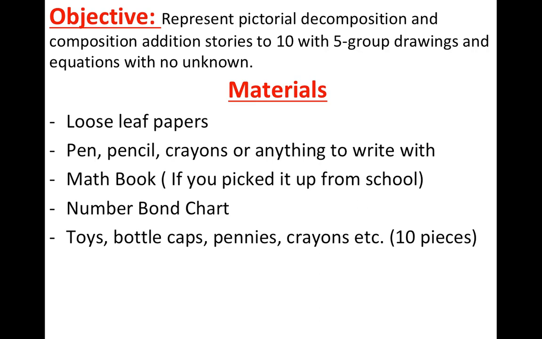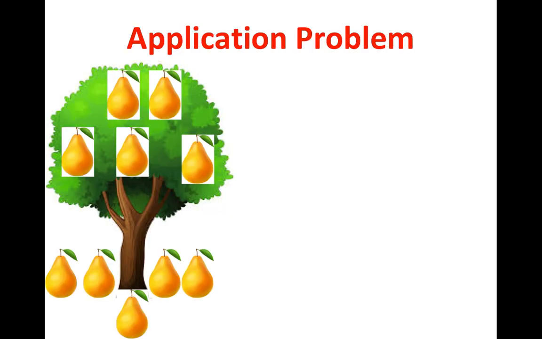So the things you'll be needing for today's lesson are your loose leaf paper, something to write with, your math book, your number bond chart, and your materials, about 10 pieces. So let's do the application problem together. For this application problem, I need you to take out your dry erase board and your dry erase marker, and if you don't have that, please take out your loose leaf paper and anything that you write with.